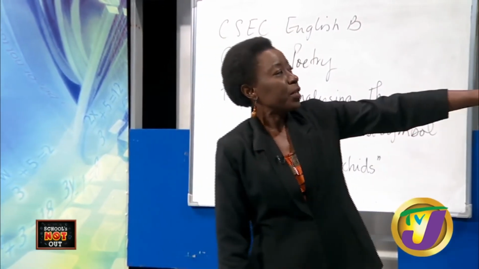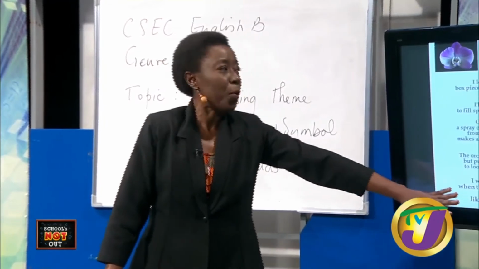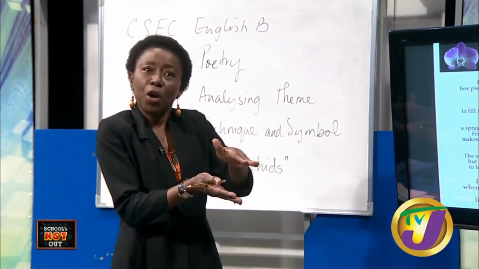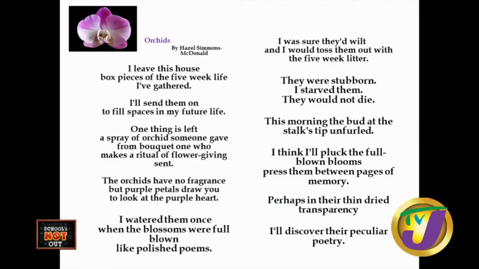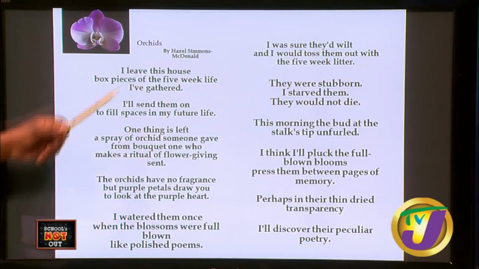Now let's look at the form of the poem, the external features of the poem. Do you see how the poem looks? The poem is not all compressed together. The poem has spaces. The speaker says, I send them on to fill spaces in my future life. Look at all these spaces.